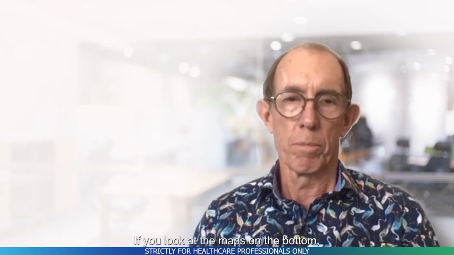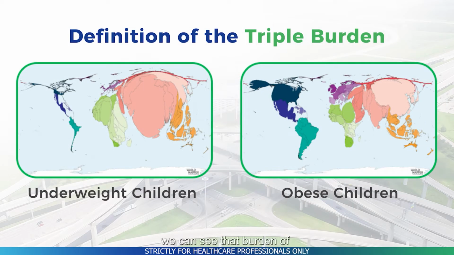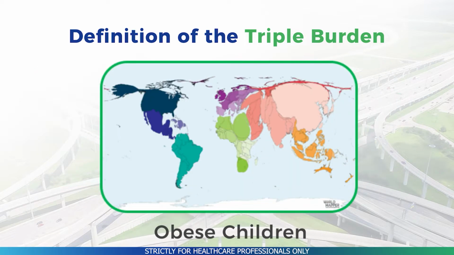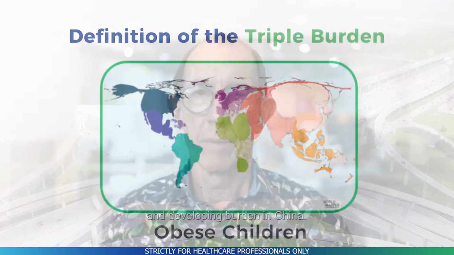If you look on the maps on the bottom, we can see the burden of underweight children is very much concentrated, in fact, in India because of the large population there, and in Africa, and somewhat in Southeast Asia. And there's hardly any in the Americas. Move to the right-hand map, you see the number of obese children. Suddenly America appears large, India diminishes, Africa diminishes somewhat. We've got a large burden in the Middle East and developing burden in China.